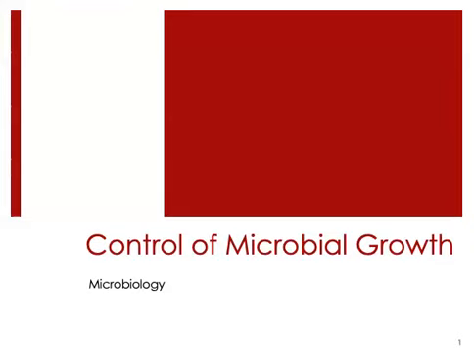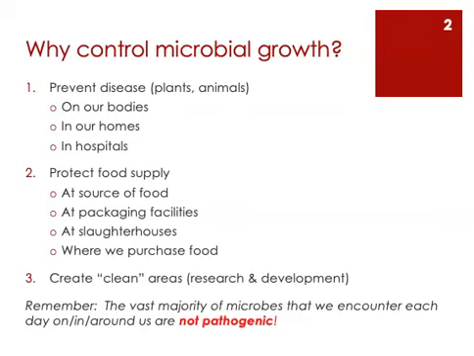Today we're going to be talking about the control of microbial growth. The first thing we need to ask ourselves is why would we want to control microbial growth in the world around us? The first and most obvious answer is in the prevention of disease. Of course, we want to be able to prevent infection due to microbes that might be on or in our bodies. But we also prevent disease by controlling the growth of microbes in our homes and, importantly, in our hospitals.